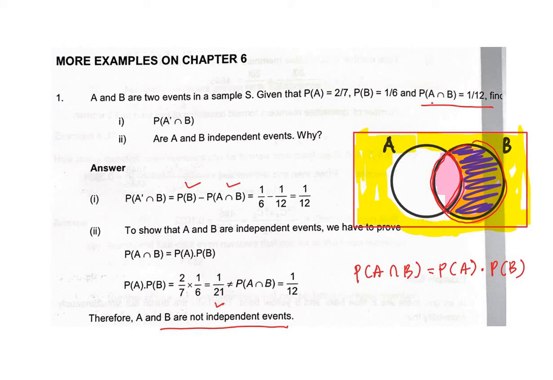And then katakan kat sini saya tambah satu lagi question, another question. A and B are mutually exclusive.